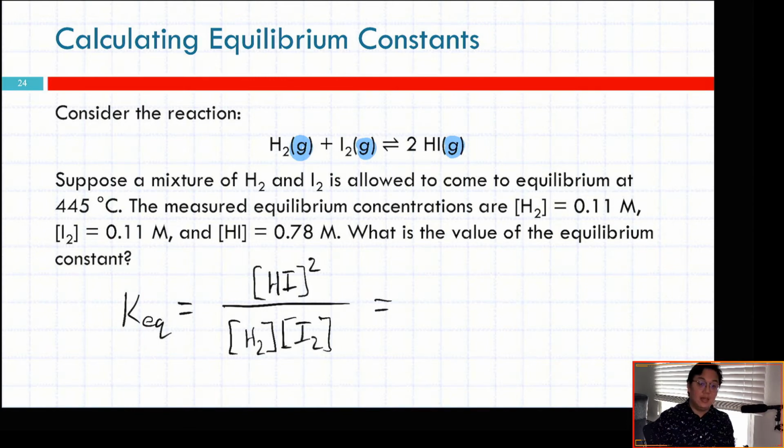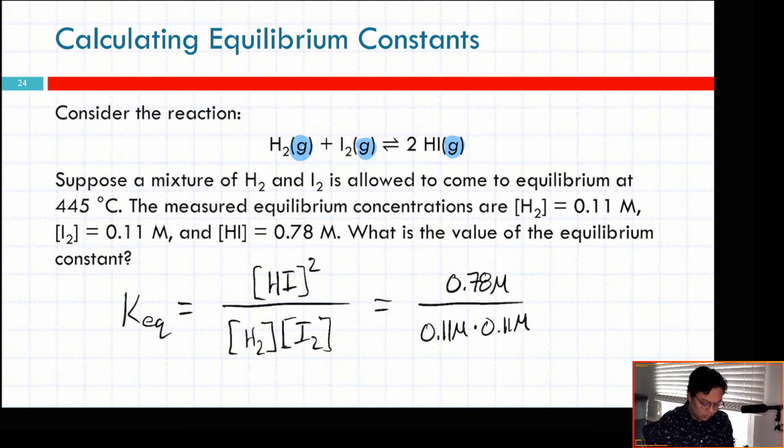So now we can just fill in the values that we were given for each of these concentrations. So we have H2 is going to be 0.11 molar times I2, which is another 0.11 molar. And then we have our 0.78 molar squared. So we just do the math. Oh, this is where I need my calculator. All right, I'll be right back.